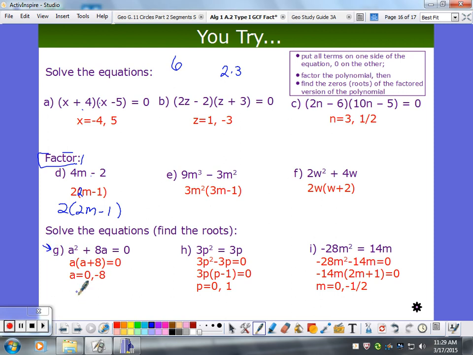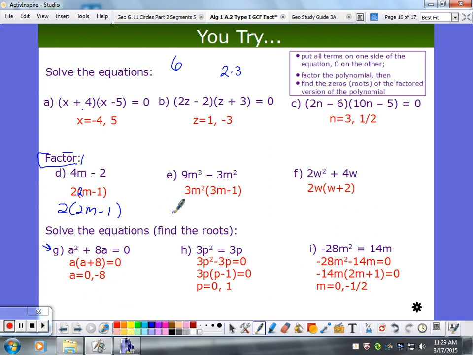How to keep the A as 0 and 8. Now we have to factor it, right? So it's got a common factor of A. So then I opened up my parentheses. A squared over A is A. 8A over A is 8, right? I checked it and I got that. So I know this is factored right.